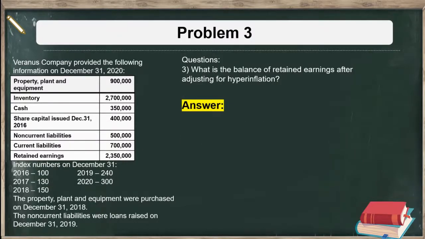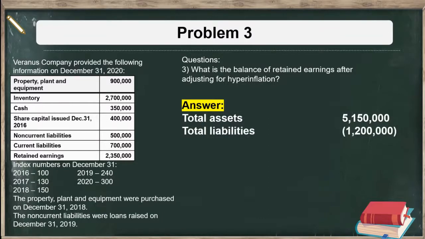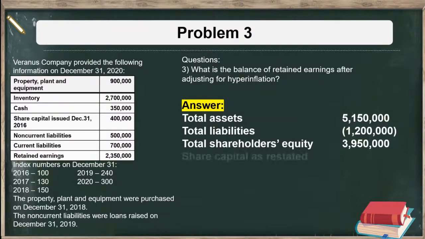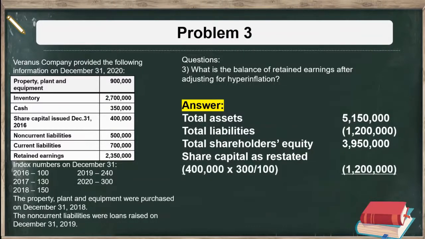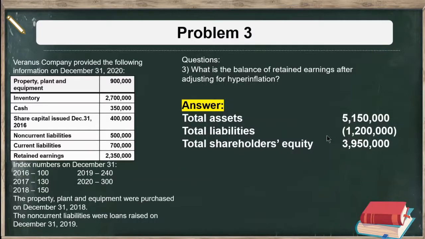Then we have question number 3. What is the balance of retained earnings after adjusting for hyperinflation? That would be the difference between the total assets and the total liabilities, and then we deduct the share capital as restated. So the total assets is 5,150,000, and the total liabilities as computed in number 2 is 1,200,000. So the total shareholders' equity is 3,950,000.